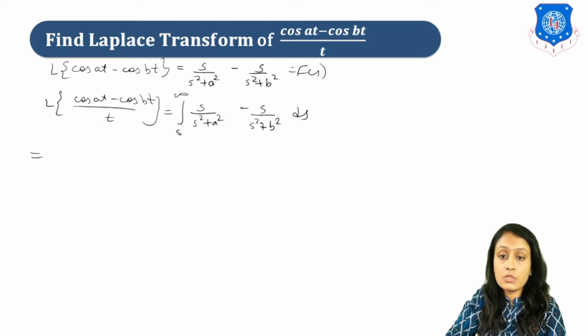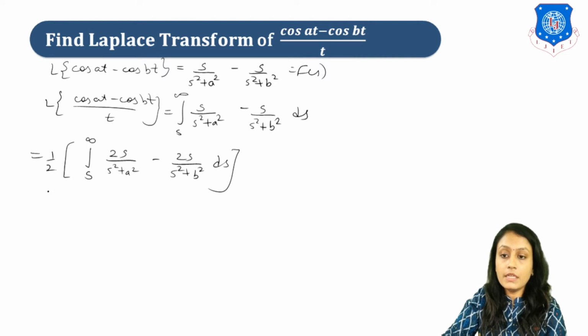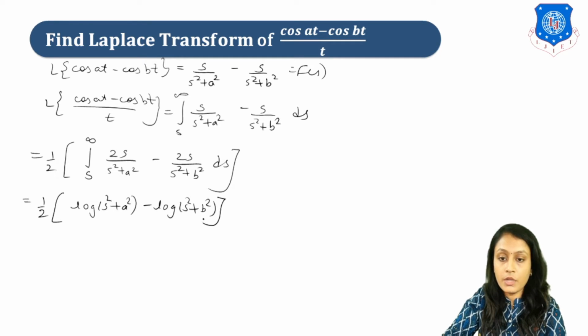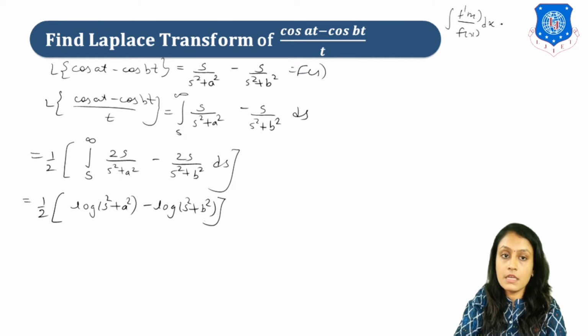Now again, to solve this integration, what we have to do, we have to again multiply and divide it by 2. Okay, so I am keeping 1 by 2 outside. Here we have s to infinite 2s upon s square plus a square minus 2s upon s square plus b square ds. Okay, now integrate it. So what we will get here, log s square plus a square minus log s square plus b square. Okay, this formula integration f dash x upon f(x) dx is log f(x). Okay, we have used this formula.